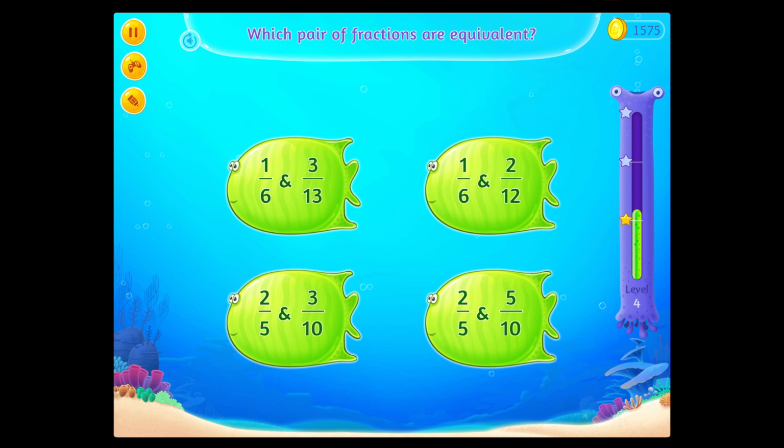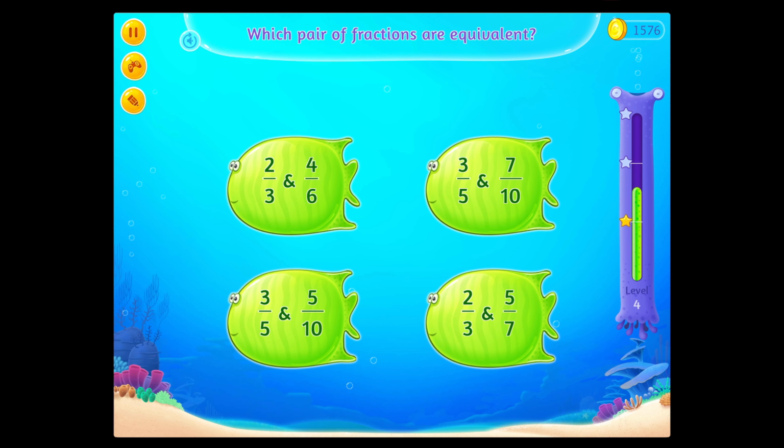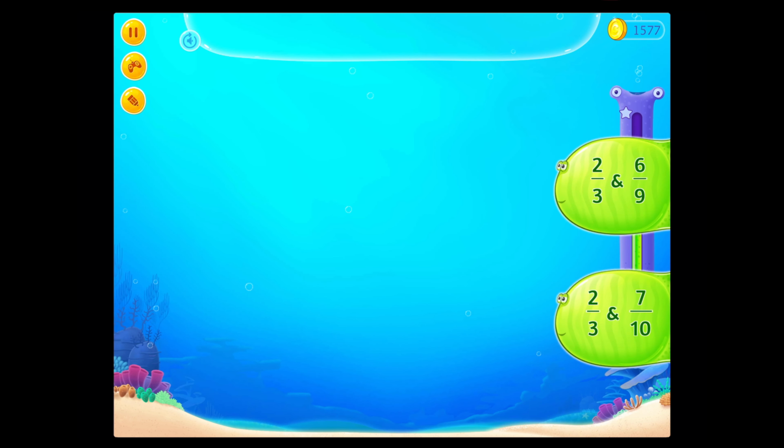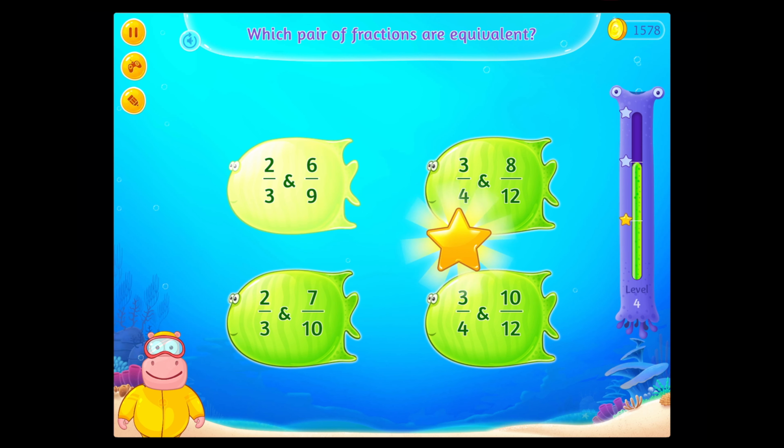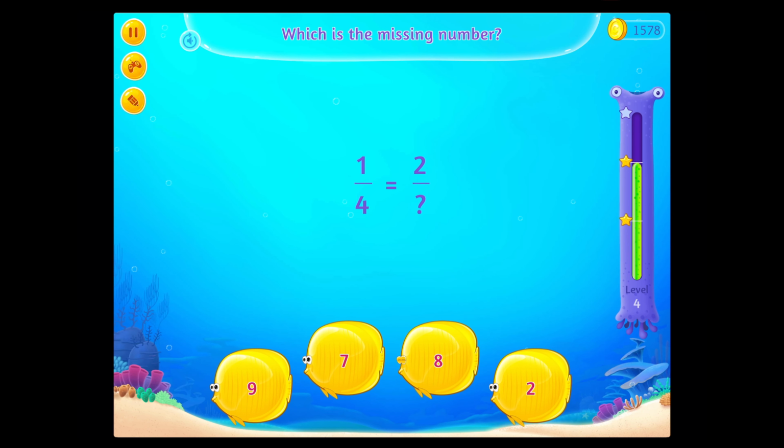Which pair of fractions are equivalent? Fantastic! Which pair of fractions are equivalent? Awesome! Which pair of fractions are equivalent? Congratulations! You've done it! Which is the missing number?